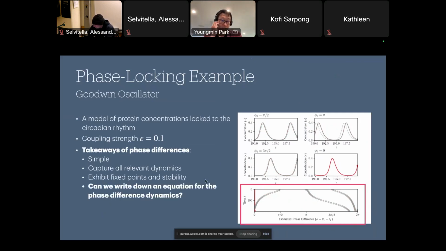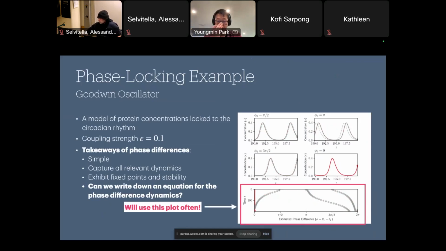So the question that people asked in the 70s and 80s is, can we write down an equation for this plot, for the phase difference dynamics? Okay, and we will use this plot very often. So I'll take a moment to pause here. If there are any questions, this is the time to ask, because I will lean on this plot quite a bit.